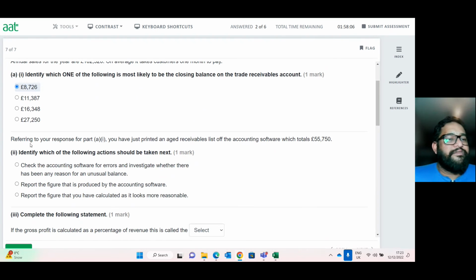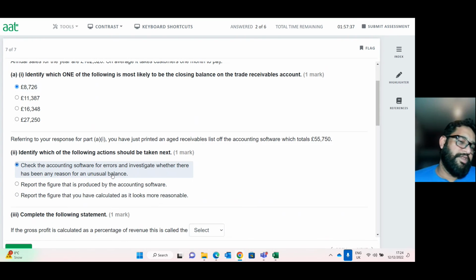So here, referring to your response to part A1, you've just printed a receivables list from the accounting software, which totals 55,750. So what could be the reason? What action should you take next? You check the accounting software for errors, investigate whether there's been any reason for the unusual balance, report the figure that is produced by the accounting software, or report the figure you have calculated as it looks more reasonable.